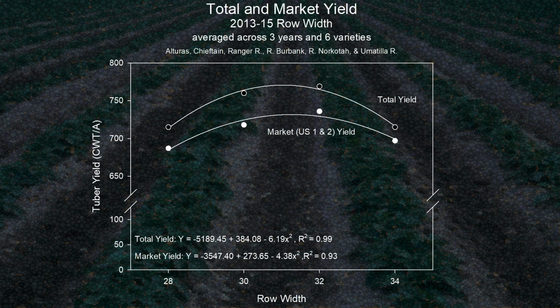Here we're looking at total and market yield a little differently, averaged across those varieties for the 3 years with a nonlinear regression model. And what we can see here is that the peak was probably right around between 30 and 32 inches, if this model predicts where we maybe didn't have a treatment. But if you look at the actual data points, yield was pretty high at 32-inch row width. And one thing I want to comment on that I did before is perhaps here, if we had more irrigation, this line would have been more of an upward trend. But at this point, 31 to 32 inches looks pretty good for yield.